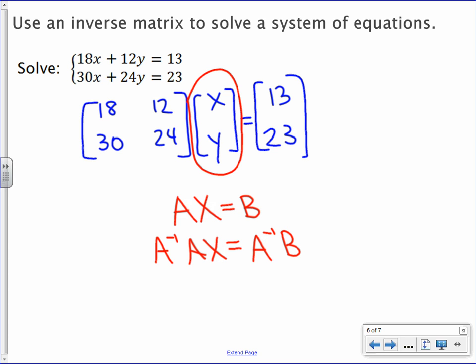Is B this right here? Yes. So when we multiply the inverse by the original matrix, will they cancel out? They do. They cancel out to be the identity, right? And anything times the identity is itself. So, once we do this, our variable matrix will be by itself. Okay? So, let's find this inverse, shall we?